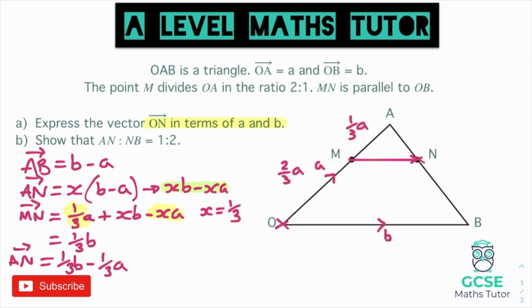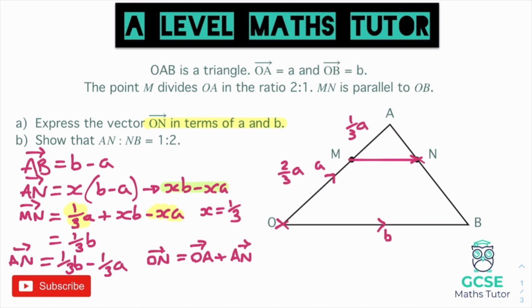Okay, so that is A to N, and obviously we want to get from O to N. So O to N, if we were to write that in terms of the vectors, O to N is going to be equal to O to A plus A to N. There we go. Now we have both of those vectors.